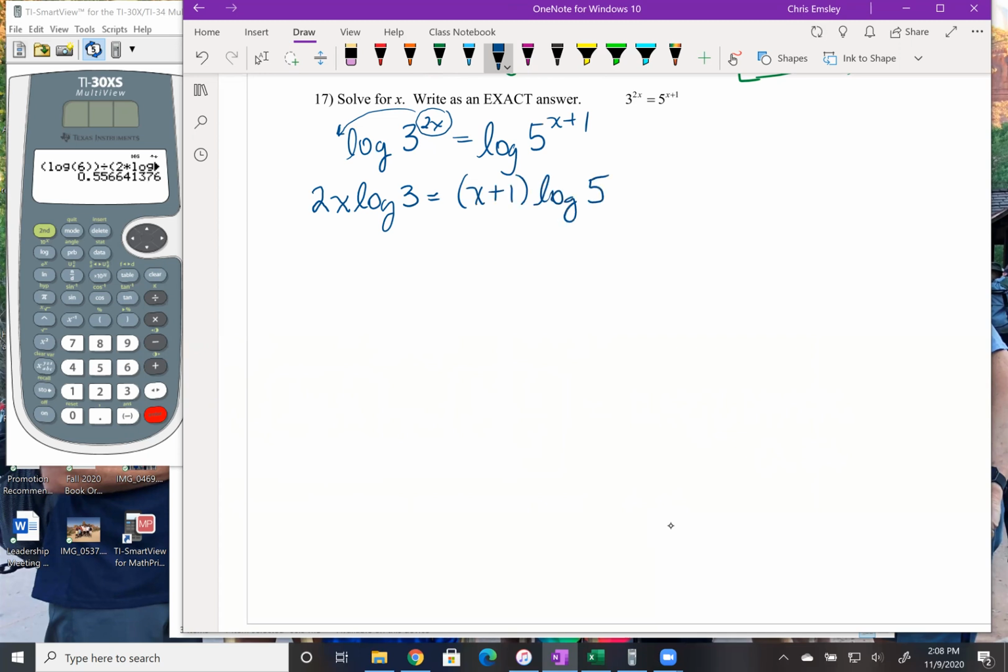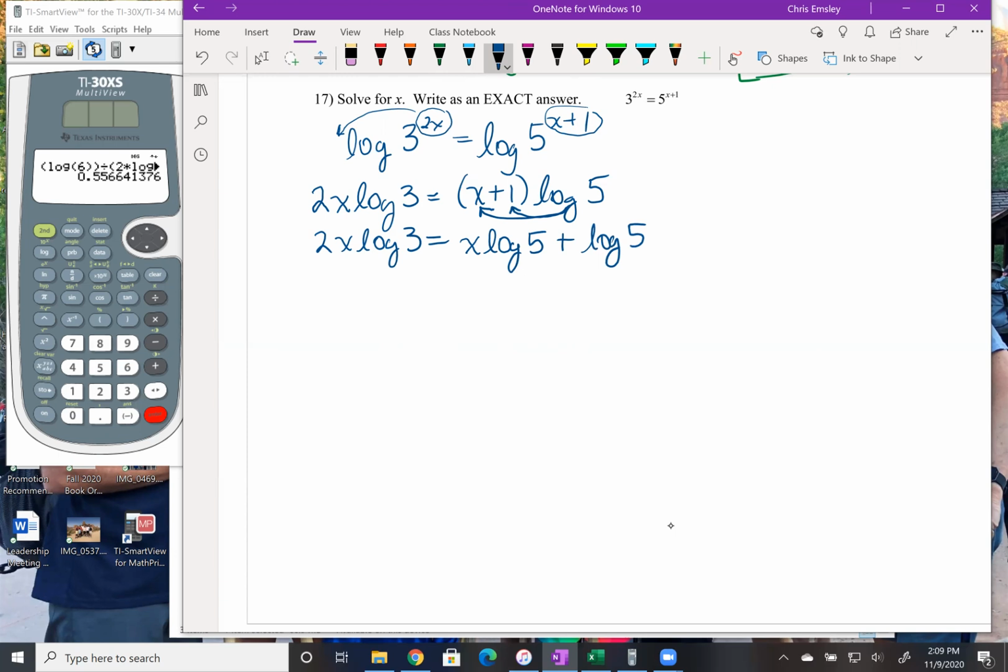Be careful here on the right because this exponent, when we move it out front, we need to put parentheses around it, okay, because it's the whole thing times log 5. So I'm not going to do anything on the left right now. And on the right, I'm going to distribute this log 5 because remember, I'm trying to solve for x. I can't solve for x if it's trapped inside the parentheses. So I'm going to distribute that log 5 to get rid of those parentheses. 1 times log 5 is just log 5.